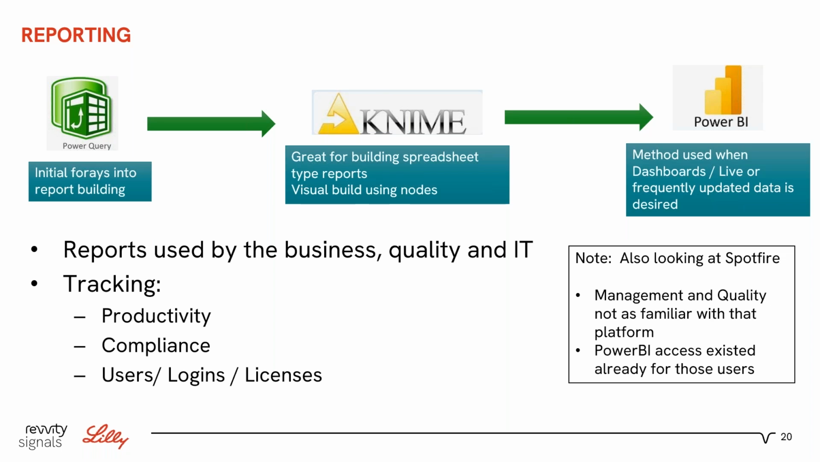I then moved into KNIME, which we'll talk a little bit about on a later slide. This is great for building spreadsheet type reports, and it's very visual, building your workflow using different nodes. So I still use KNIME for some of the spreadsheet reports on productivity and things like that that our business users and leaders want. And I've since moved into Power BI, which is used when we want dashboards and either live or frequently updated data. So this has a direct connection to the API and can pull things from various sources and put it all together.